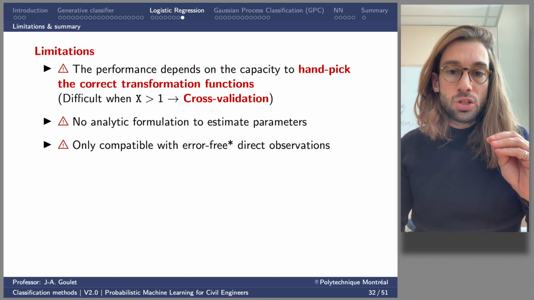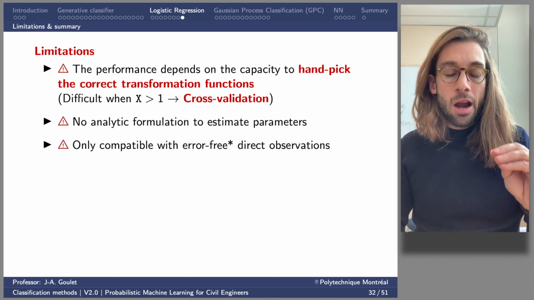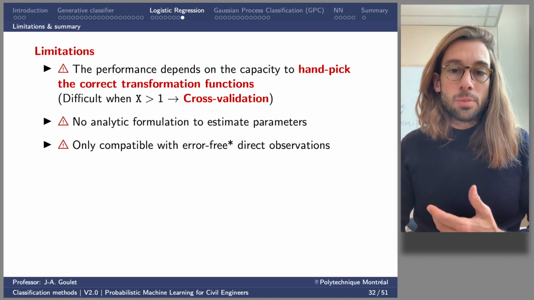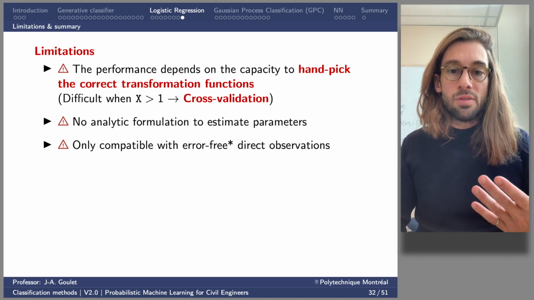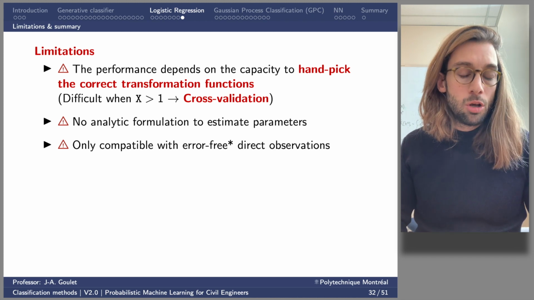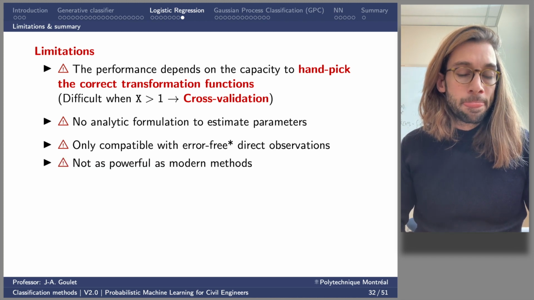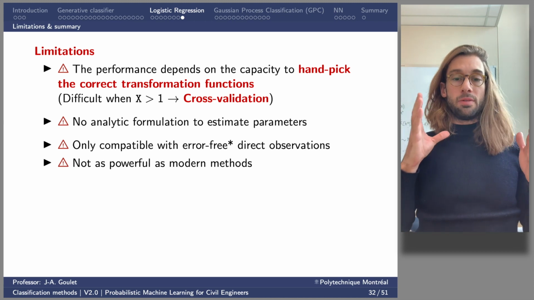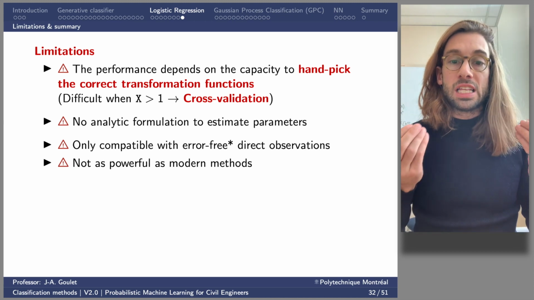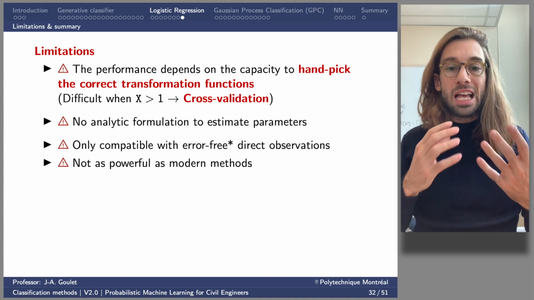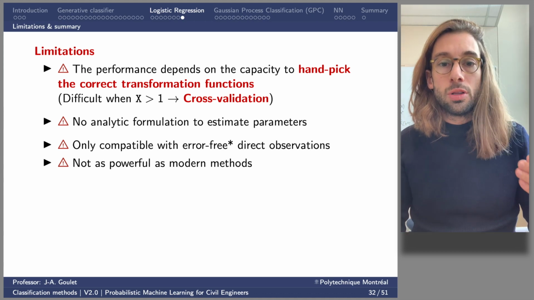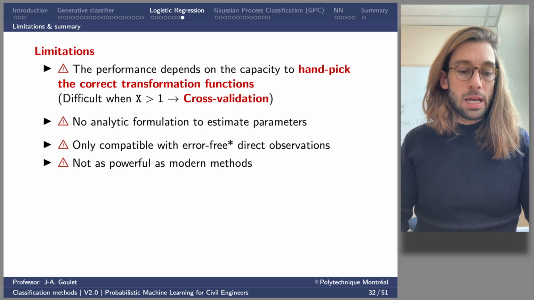And the formulation I've shown here is only compatible with error-free direct observation. We couldn't use upper bound observation or any kind of censored observation. It wouldn't be compatible with this formulation. So globally, this approach is good for understanding the concept of classification, of a discriminative classifier, but it's not going to be as powerful as either Gaussian process classification or the neural network methods we're going to see next.